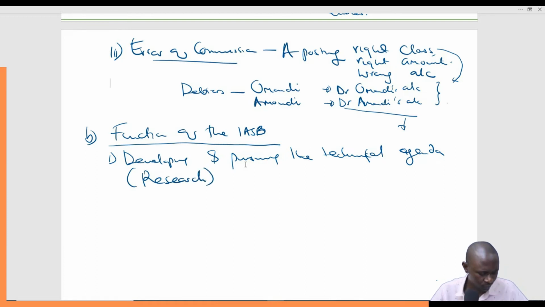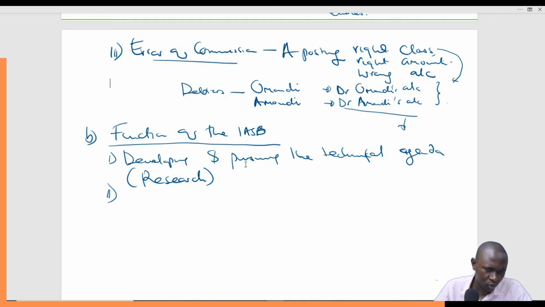So they basically do a lot of in-depth research, so that they can be well conversant with what is happening and factor in all the new changes, as one of their functions to develop the standards.